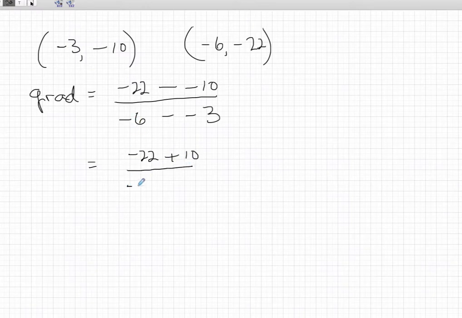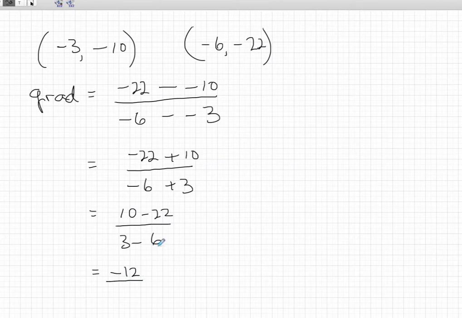And this will be minus 6, add 3. Now if we want, we can swap that round to make it 10 take away 22 and 3 take away 6. Right, we have two numbers here, we could subtract. You have to do the biggest number minus the smallest number, and then we'll think about whether it's a minus or a plus. So 22 take away 10 is 12, but the bigger number is the minus, so the answer is minus 12.